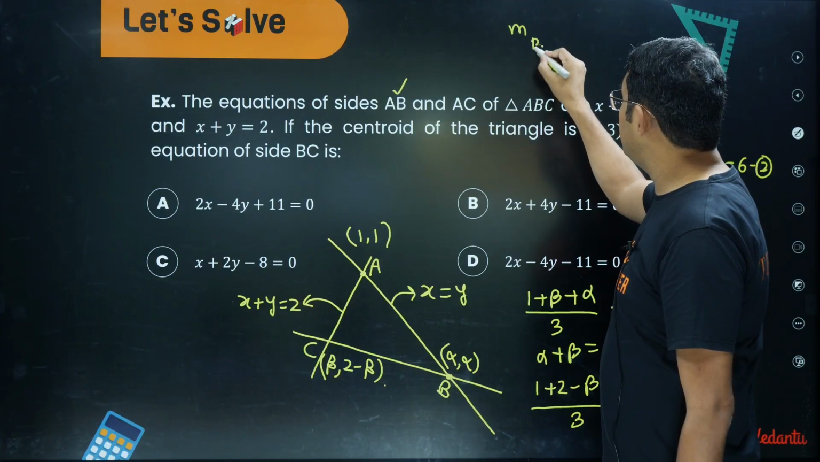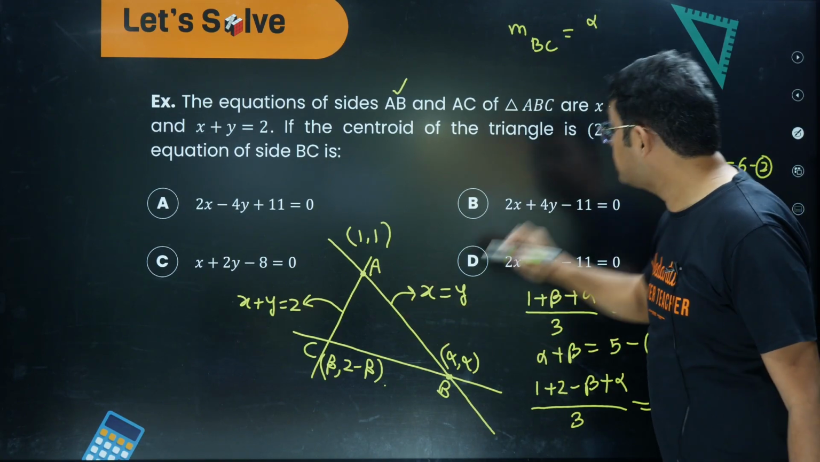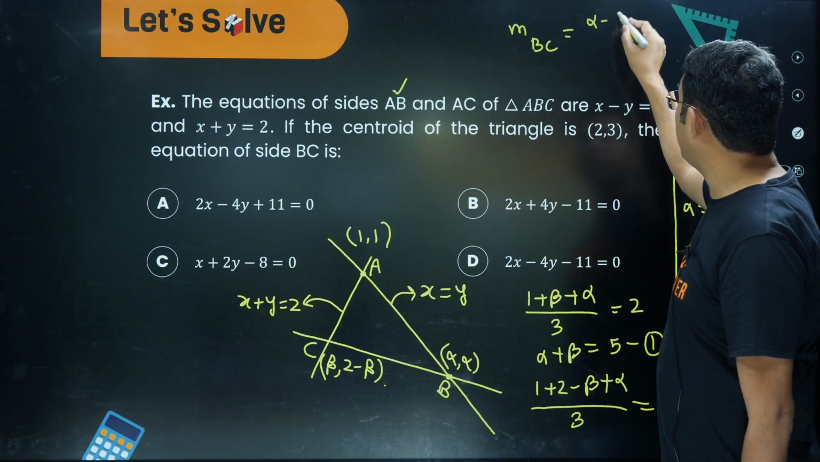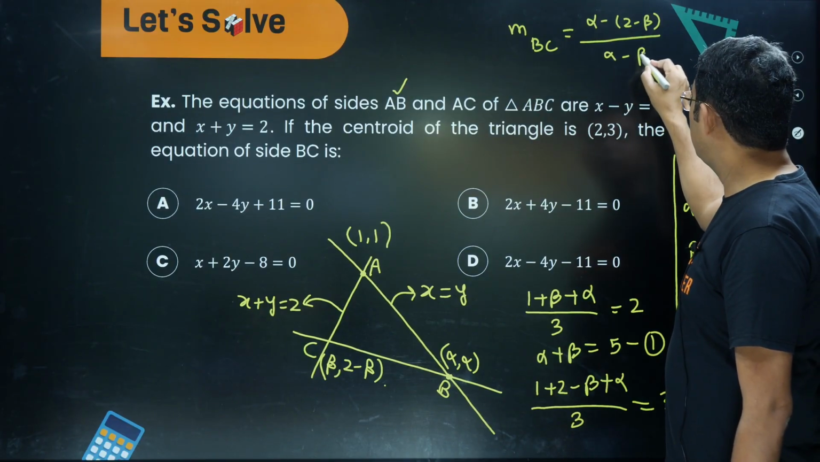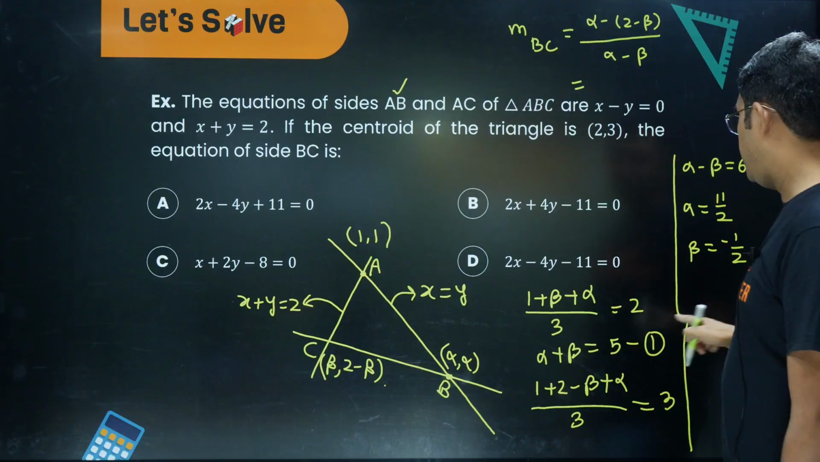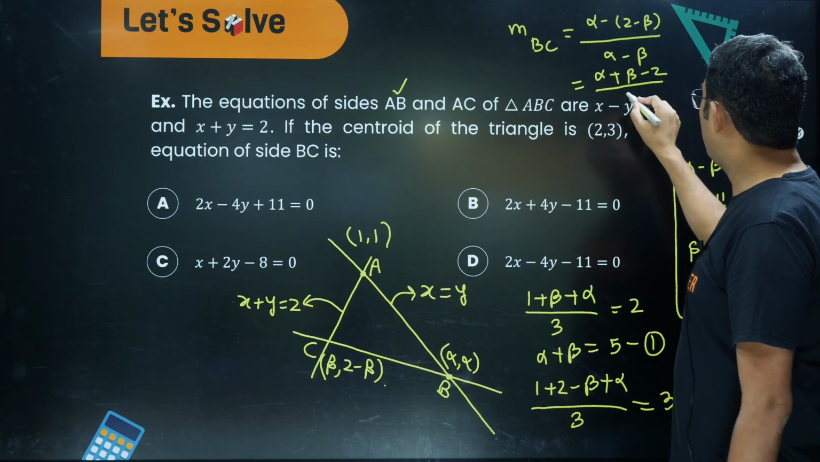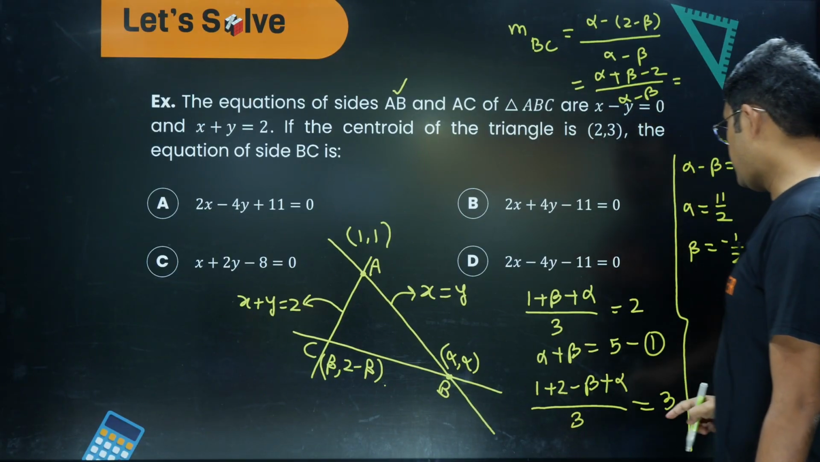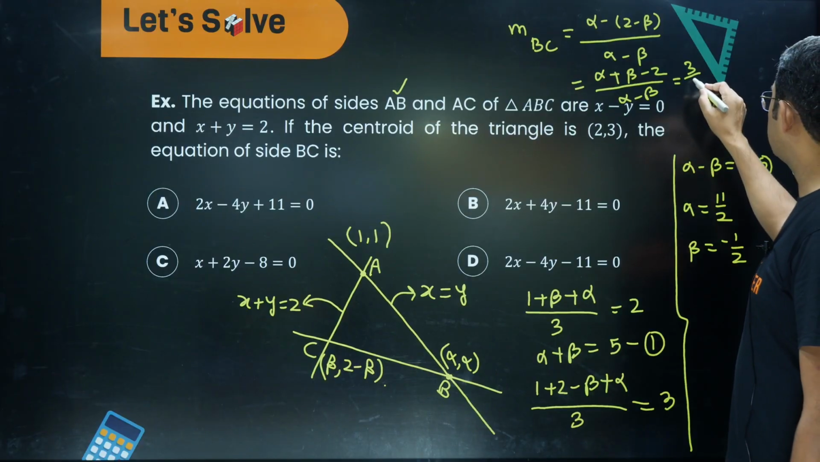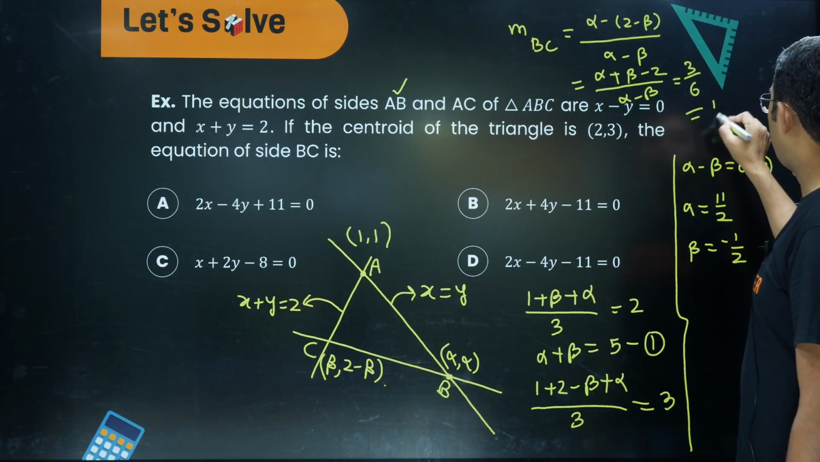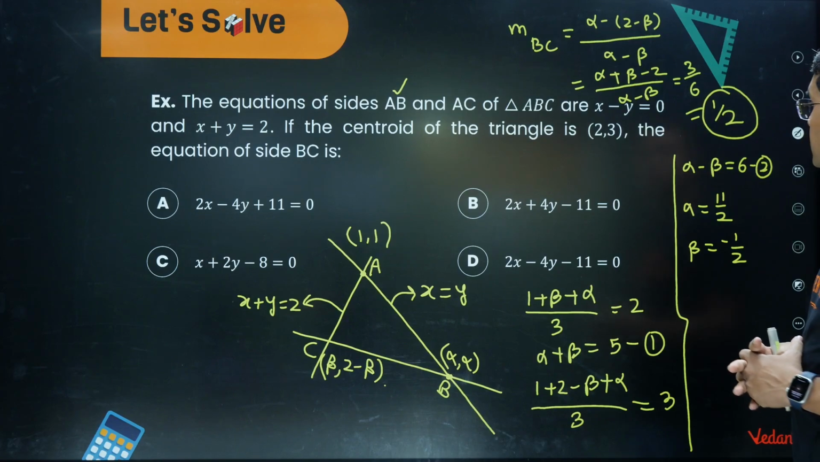The slope of this line BC we can find. It will be the difference of y coordinates over the difference of x coordinates. So (alpha minus (2 minus beta)) upon (alpha minus beta). The numerator is actually alpha plus beta minus 2, upon alpha minus beta. So alpha plus beta would be 5, 5 minus 2 is 3, and alpha minus beta is 6. So the slope is coming out to be 1 upon 2 for this line.